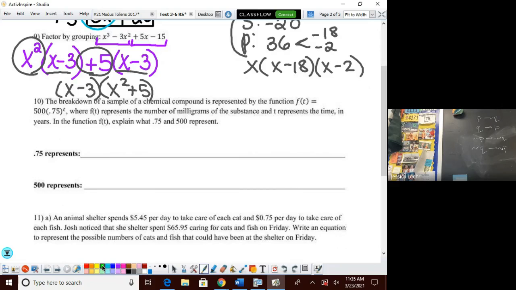So starting with the easier one, 500. 500 is the number out in front. That's the y-intercept. Now, they want you to talk about it in terms of the problem, so you can't write y-intercept, but you need to identify that in your head as the y-intercept. So that's the y-intercept, or the initial amount.